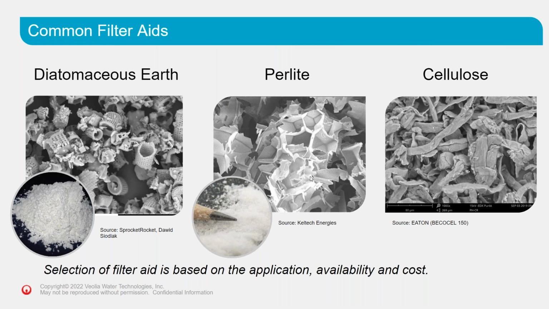Cellulose is plant fiber, mostly made from wood pulp and shavings. The small fiber size means there's a lot of void space in between, which again makes it a great filter aid. From all these three, you can see that these make great filter aids because they're all porous and have openings in them that allow the liquid to pass through while filtering out the solids. Now, the selection of the filter aid typically depends on the application, availability, and cost.